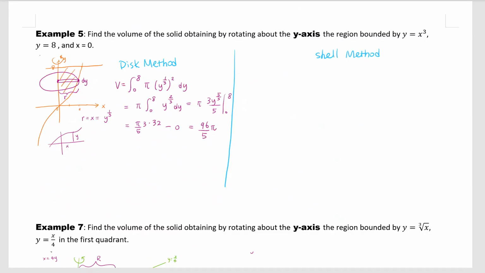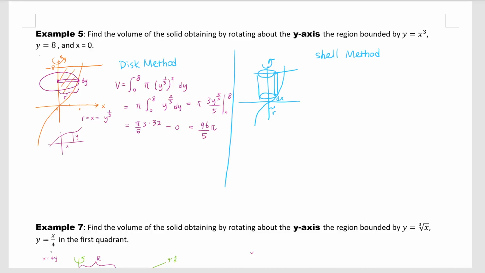Okay, so we still have the same picture, and we want to rotate about this. But last time we cut it perpendicular to the axis of rotation, but today we're going to cut it parallel to the axis of rotation. And then what happened to the endpoints? We rotate and get a cylinder.